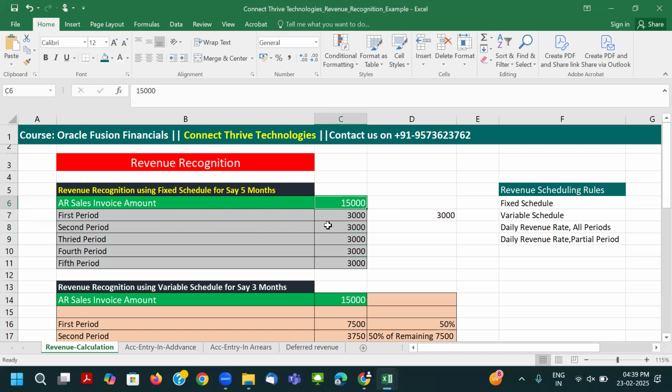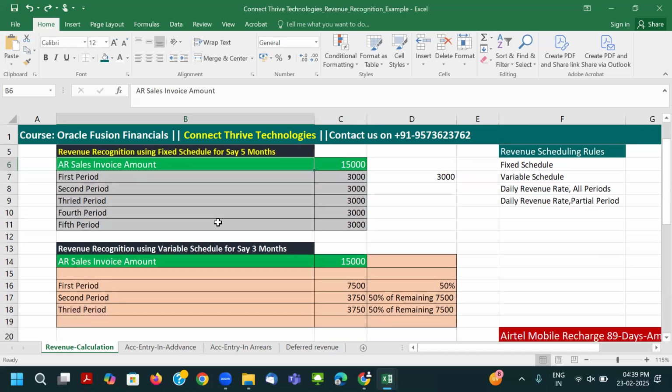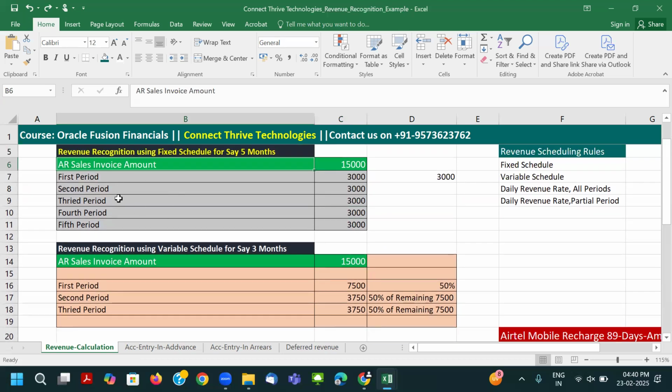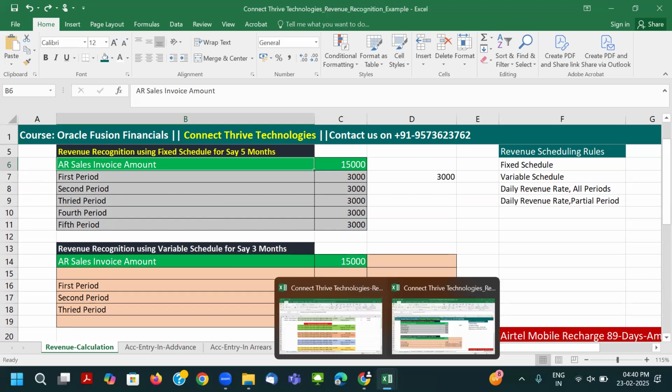15,000 means the customer paid the amount 15,000 for a 5 months plan. In this case, how much amount should the system recognize on a monthly basis? Total invoice amount divided by 5, every month 3,000 will come. So total invoice amount 15,000 by 5 months, every month 3,000 it will recognize from our invoice amount, and it will calculate automatically. That is our fixed schedule in terms of the revenue recognition in advance. They are all in advance only. Next, the second plan. If you want to see the accounting entry, let me show you that as well.